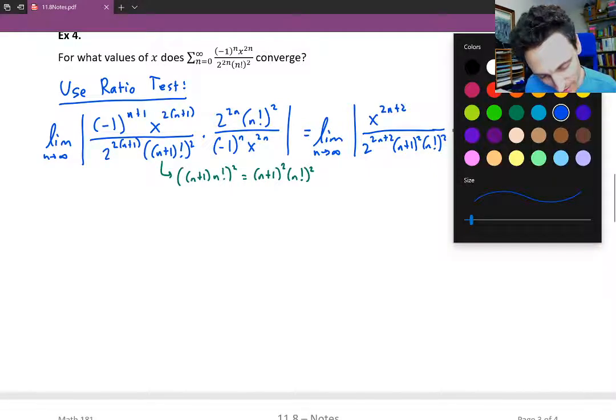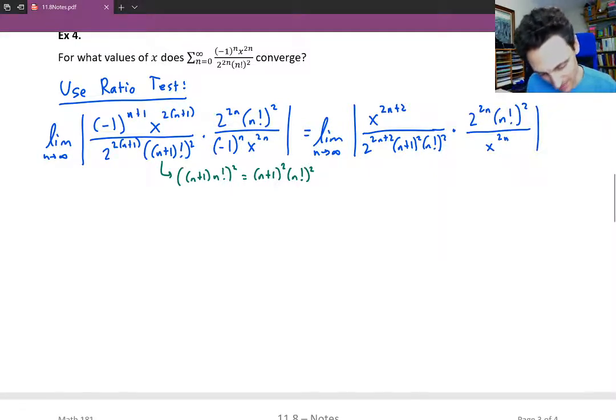Now we get to have a big canceling party. So 2n of these x's will cancel with 2n of these x's, and we'll have 2 of them left. See how that works? You could also rewrite it as x to the 2n times x squared, and then the x to the 2n's will cancel, and you'll just have x squared left. Same thing happens with the 2 to the 2n and the 2 to the 2n plus 2. You'll just have a 2 squared on the bottom. The n factorial squareds cancel.